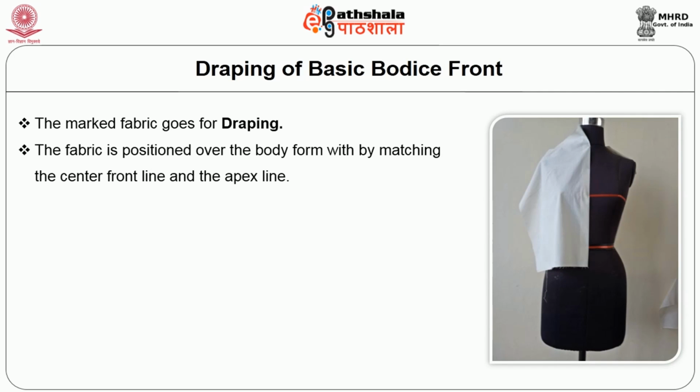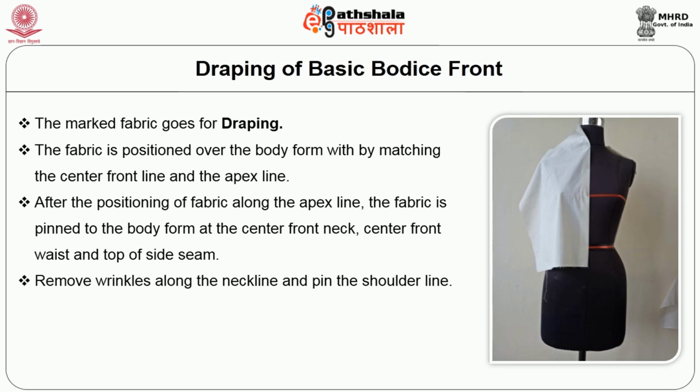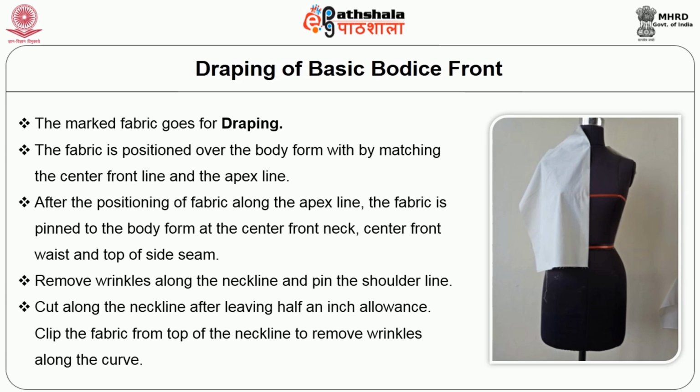The muslin fabric is positioned over the body form by matching the center front line and the apex line. After positioning the fabric along the apex line, the fabric is pinned to the body form at the center front neck, center front waist and top of the side seam. Next, remove the wrinkles along the neckline and pin the shoulder line. Cut the neckline after leaving half an inch allowance. Clip the fabric from the top of the neckline to remove the wrinkle and to obtain a smooth curve.